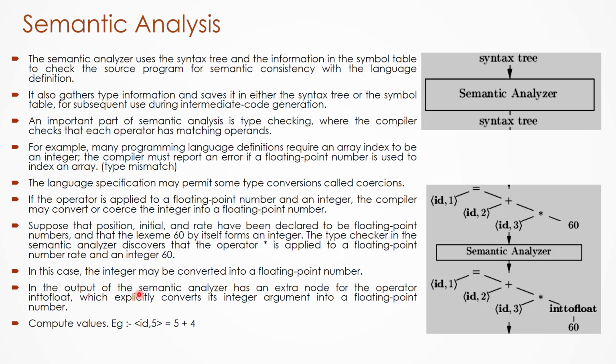In the semantic analyzer step, the values will be computed. Suppose I have something like id 5 equal to 5 plus 4. So you just imagine this id 5 equal to 5 plus 4 comes from some statement like x equal to 5 plus 4. So the semantic analyzer actually computes the values and will convert this id comma 5 equal to 5 plus 4 to id 5 equal to 9.